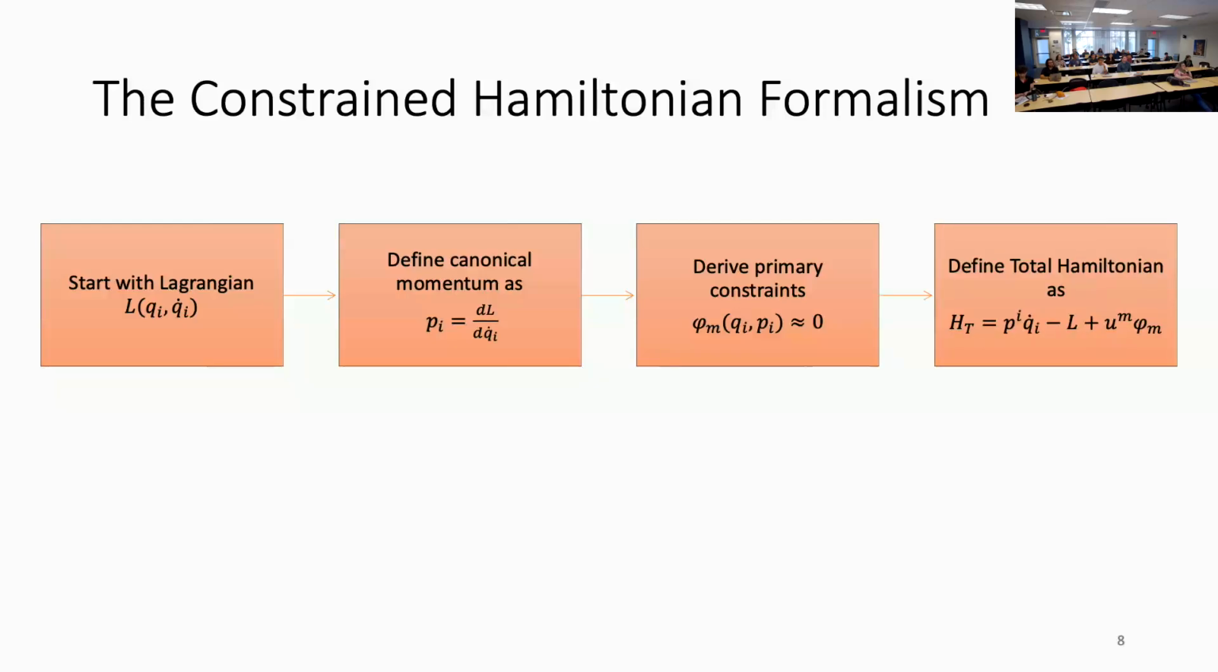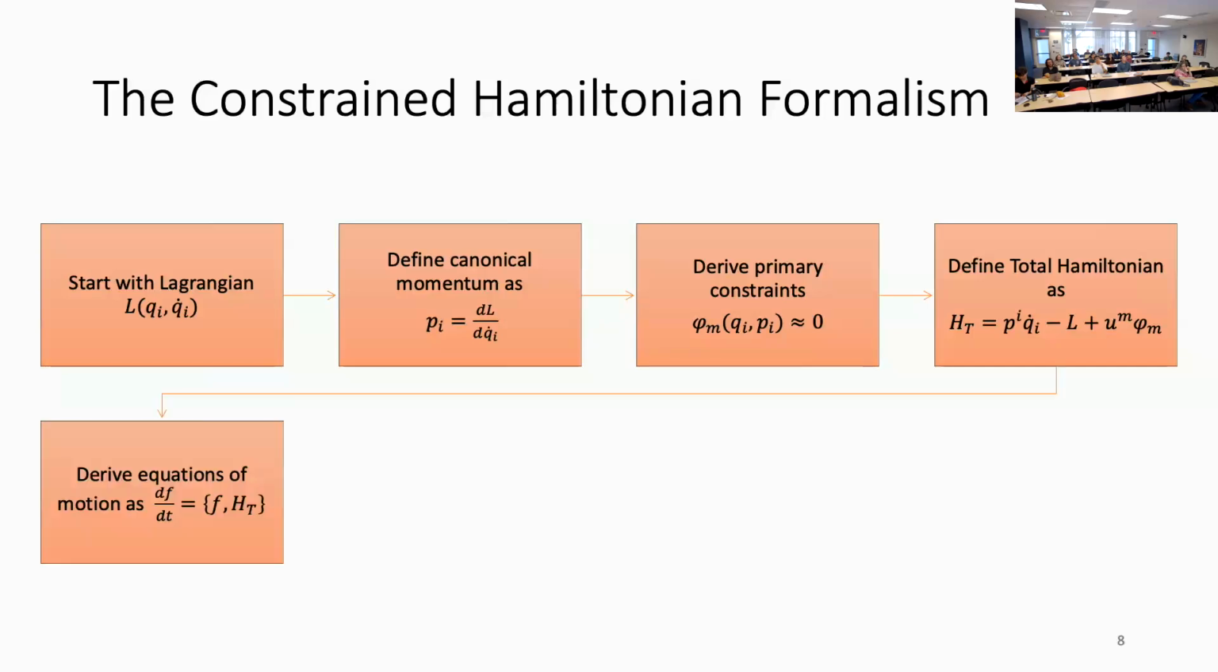We then define what's called the total Hamiltonian, which is just the usual Hamiltonian in the regular case, plus some arbitrary combination of these primary constraints. So here I'm implicitly having a sum over i and m here. And the idea is that this total Hamiltonian is going to be equal to the usual Hamiltonian just on the subspace where the constraints hold. So then we derive the equations of motion for some function f as just the derivative of that function with respect to time. It's equal to the Poisson bracket of that function with this total Hamiltonian. So it's just like Hamilton's equations where instead of H, we have this total Hamiltonian.